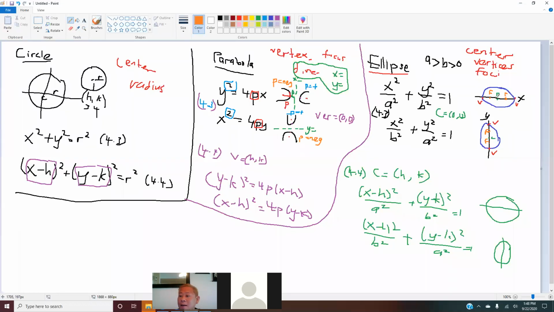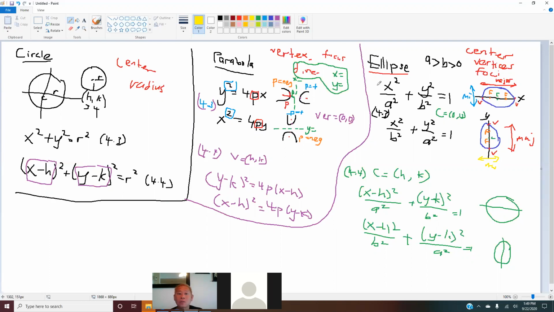So this is called the ellipse. If you go sideways, this is called the major axis, and this will be called the minor axis. The same thing happens if you flip it around. This will be called the major, and this will be called the minor.